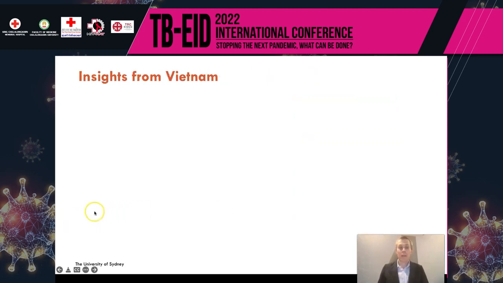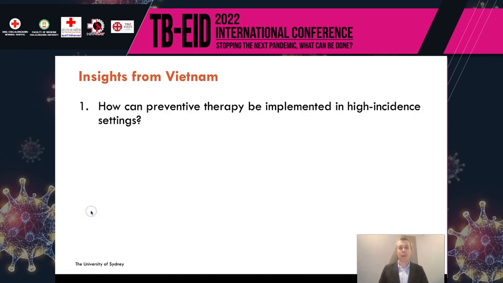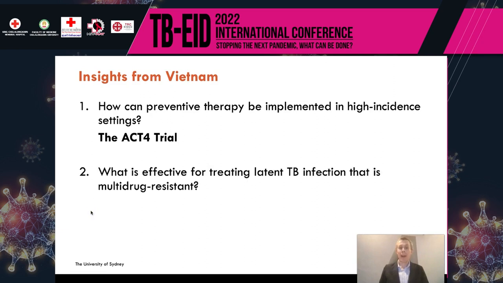So for the remainder of the talk today, I'm going to share insights from two of our trials in Vietnam that we've done in partnership with the Vietnam National Tuberculosis Program, with the University of Sydney and the Woolcock Institute of Medical Research. The first addresses this question about how can preventive therapy be implemented in high incidence settings? How do we translate those WHO guidelines into practice? And so I'm going to talk about the ACT4 trial, which was a multi-country trial of which Vietnam was one participant site. And secondly, what is effective for treating latent TB infection that is multi-drug resistant? And this is the subject of a clinical trial that is nearing completion, the VQUIN MDR trial.